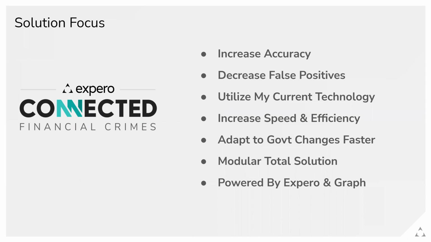We can be in production as fast as 14 weeks. Why? Because of this modular solution. And that helps us change and adapt. And then ultimately, you no longer need to worry about which graph database, how it's all going to work together. Expero has done all that work for you. And that really is bringing together what connected financial crimes is all about.